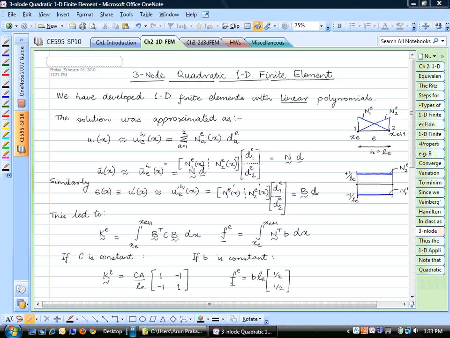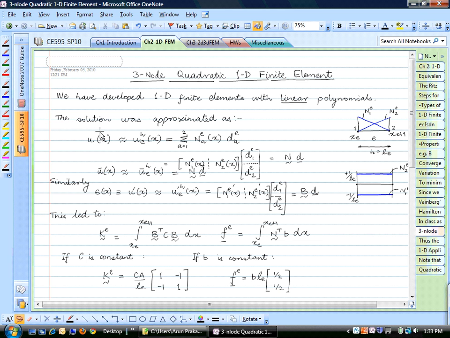All right, so what we are going to do today is take a look at these three-noded quadratic finite elements. This is a more generalized version of the finite elements that we took a look at before. What we were doing before was this linear polynomial approximation with a two-node finite element.